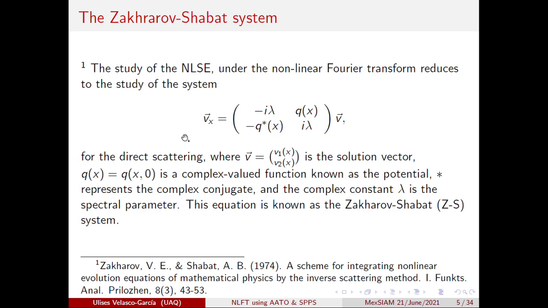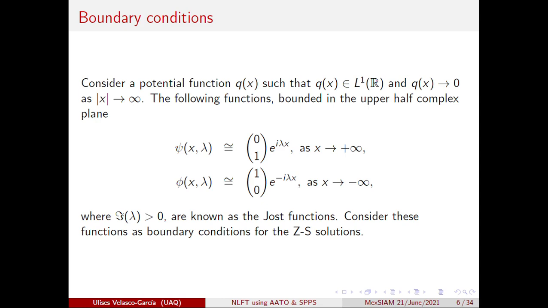And we're looking for this vector v, which is actually two functions, v1 and v2. And for the boundary conditions, we're going to consider the Jost functions, which are defined by asymptotic behavior at infinity and minus infinity. Basically, we want them to behave like exponential functions where the argument is related to the spectral parameter.